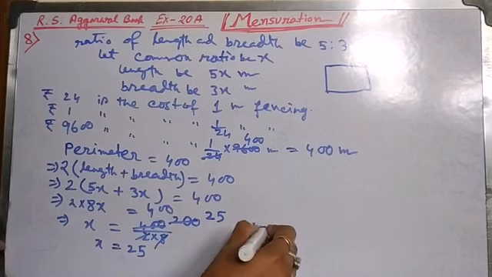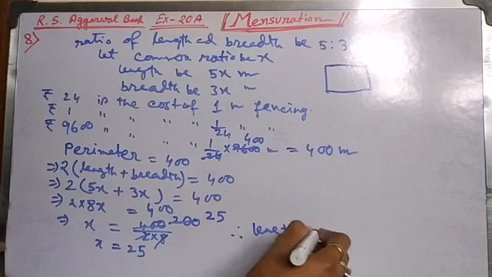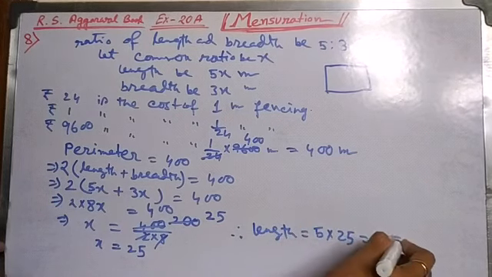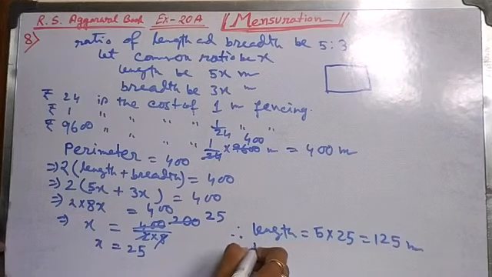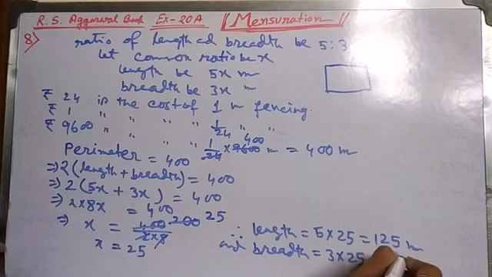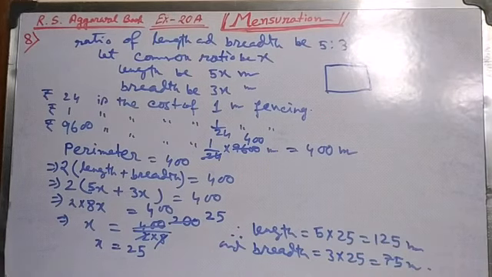Therefore length equal to 5 into 25, that means 125 meter, and breadth equal to 3 into 25, that means 75 meter. These are the answers.